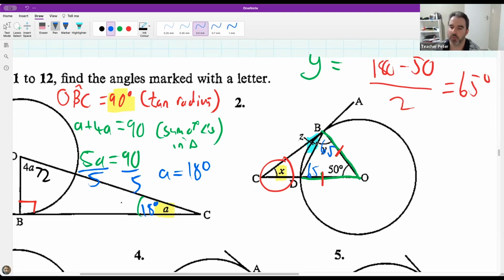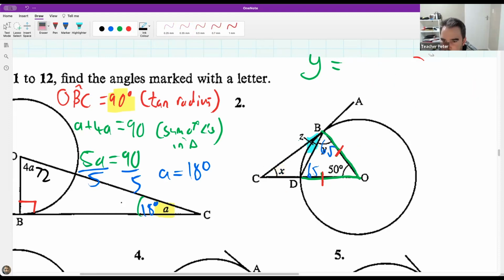Perfect. Now, I would like Naledi to help me with Z. Naledi, what do you think Z is? Pop your mic on there, Naledi, and you can help us out. Sanako, same thing. Aren't we going to use the angles on a straight line?